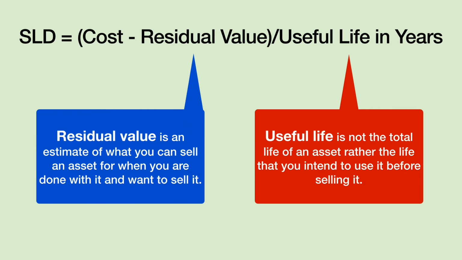I need to explain 2 terms in the formula. Residual value is an estimate of what you can sell an asset for when you are done with it and want to sell it. The useful life is not the total life of an asset, but it's how many years you intend to drive it before you dispose of it or sell it.